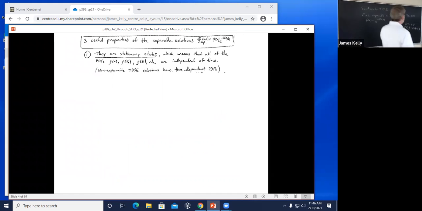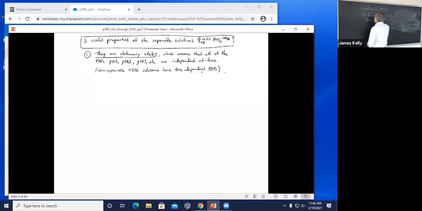So the next thing I want to talk about, and I believe this is following the discussion in Griffiths, is three useful properties of these separable solutions. Remember, these aren't the most general solutions. We just found some very specific solutions called the separable solutions out of desperation, and we're going to show their importance as we go on. First of all, they're what's called stationary states.